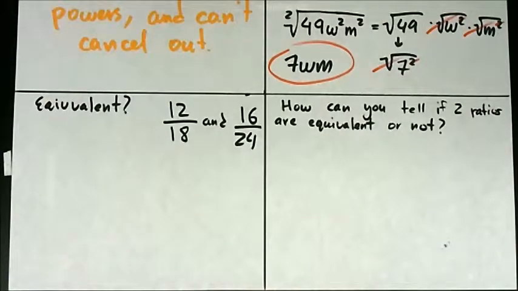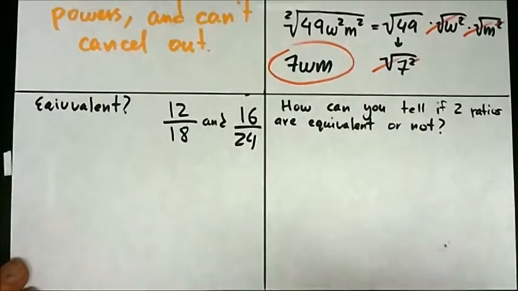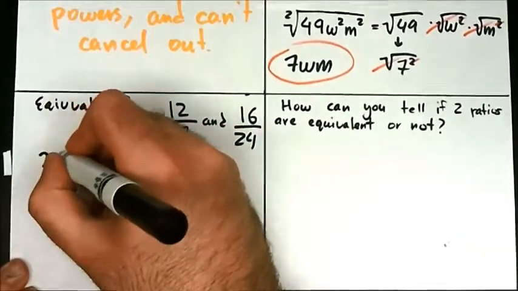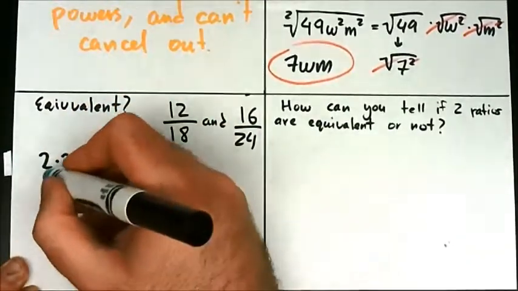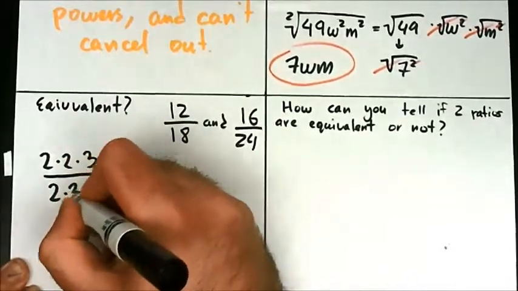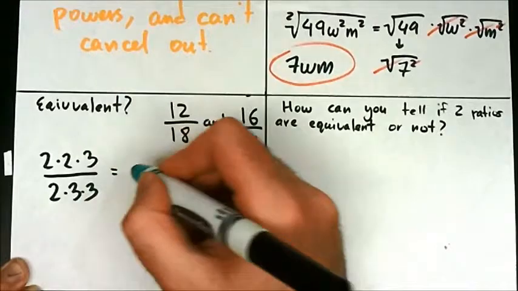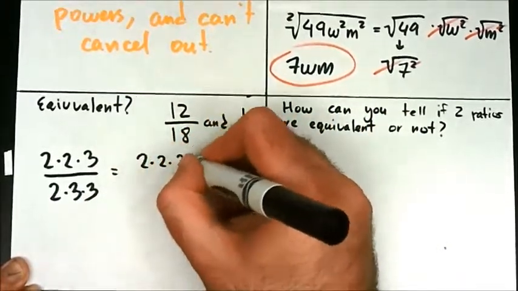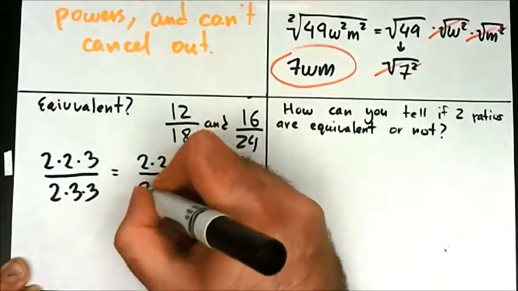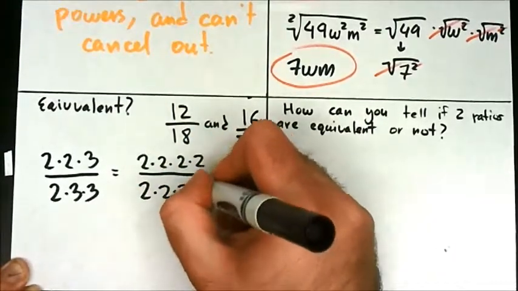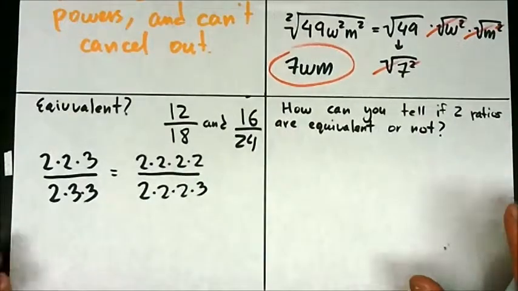Next, you're asked a question. Are these equivalent? Well, to find out, what can you do? Simplify them both, and then see what their simplest forms look like. So with 12, I have 2 times 2 times 3. That's 4 times 3. With 18, I have 2 times 3 times 3. That's 2 times 9. 16 is 2 times 2 times 2 times 2. 24, it's 2 times 2 times 2 times 3. Oof, that was a lot of breaking down.